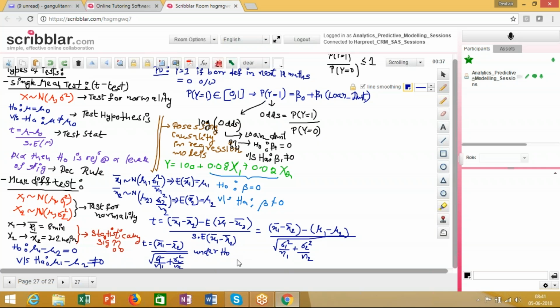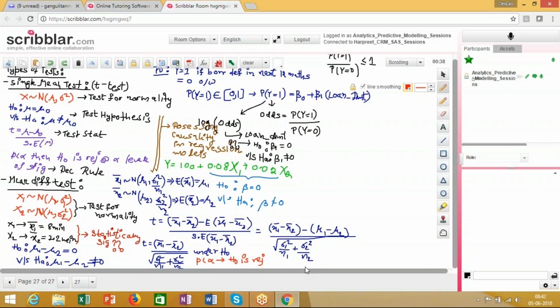we have the testing rule. So what is our test rule? If p is less than alpha, then H0 is rejected at alpha level of significance. If the p value is less than the alpha value, then H0 is rejected at alpha level of significance.